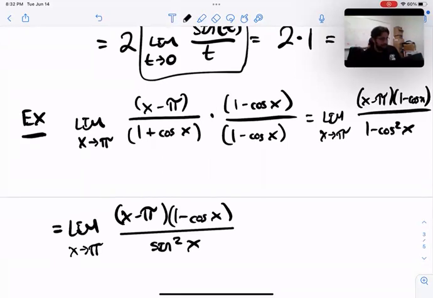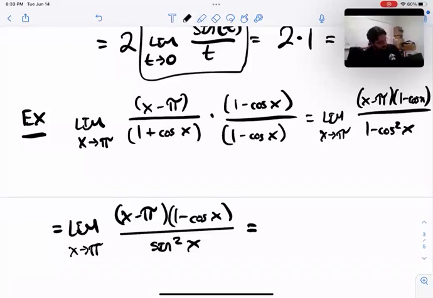Right, so this is a new expression, right? And now I can ask myself where to go from here. Well, I still can't just plug in pi, because in the numerator, x minus pi gives me 0, and in the denominator, I have 0 because sine of pi is 0. So sine squared of pi is 0.